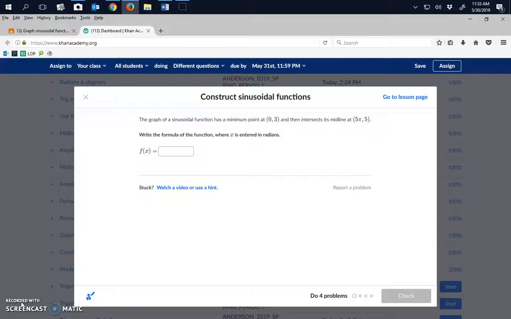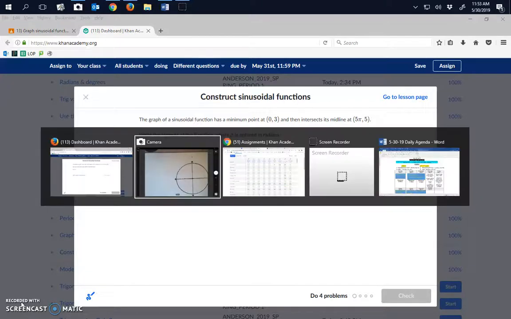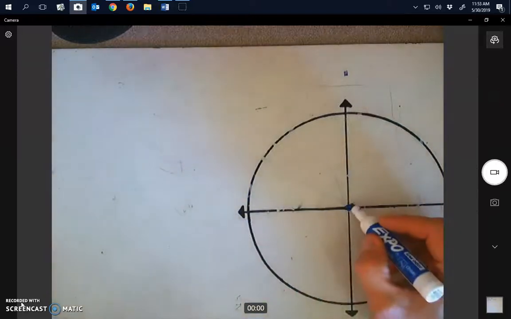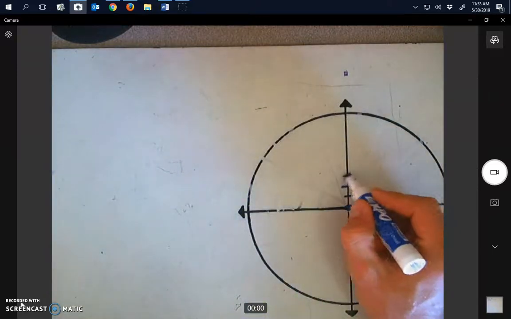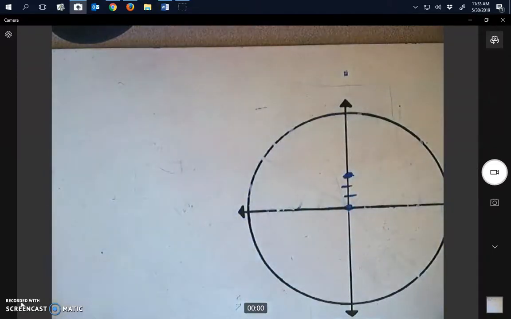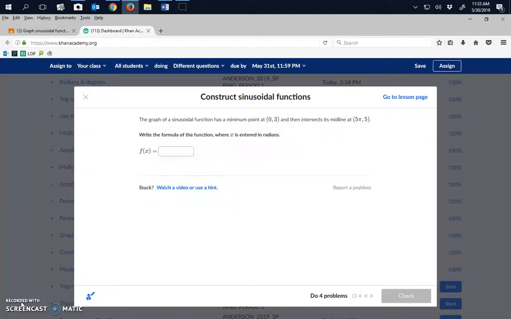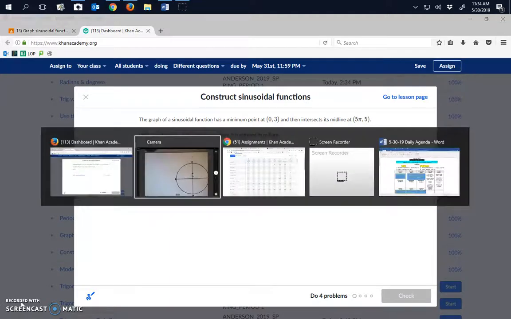Okay, so I'm going to graph this real fast. So I have a point at (0, 3). So I'll show you what I'm looking at. So here's 0, and then up 1, 2, 3. There's a point. That says that's the minimum point. So our graph is going to be taller than that. Intersects its midline at 5π and 5.